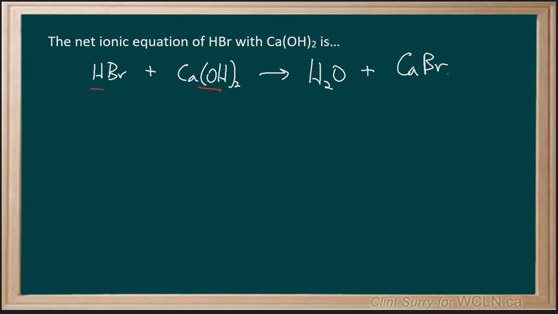calcium bromide would be the salt. Now to balance this, I have to put a 2 in front of here to balance the bromides, and a 2 in front of there to balance the hydrogens. However, we're not asked for the balanced equation, so I need to get to my net ionic equation.